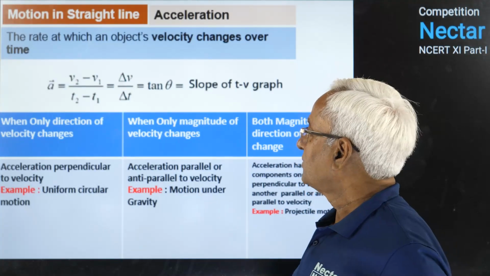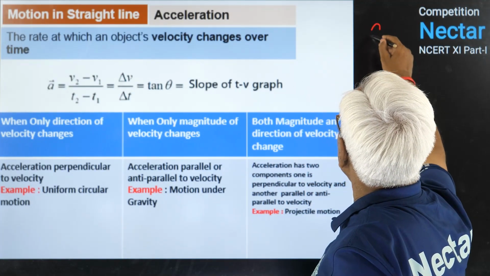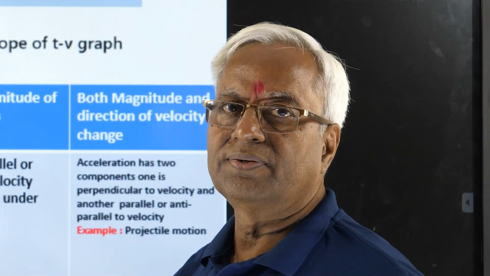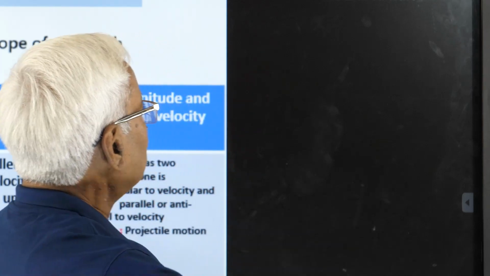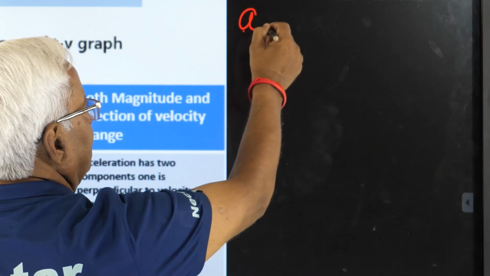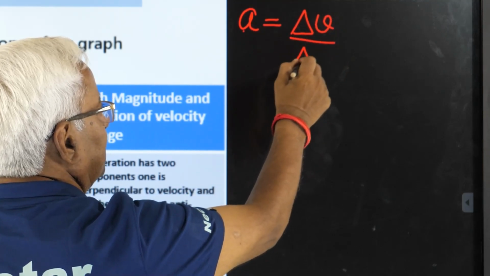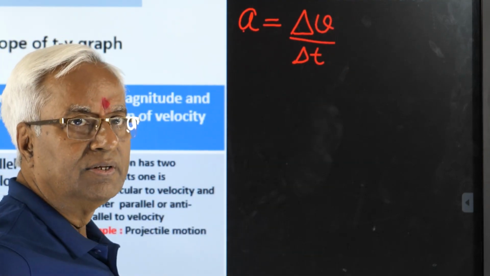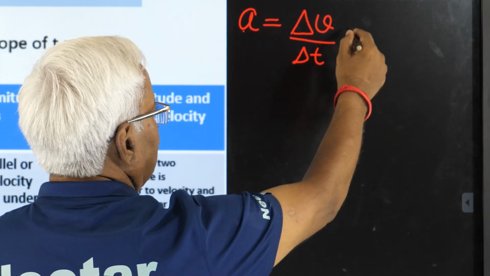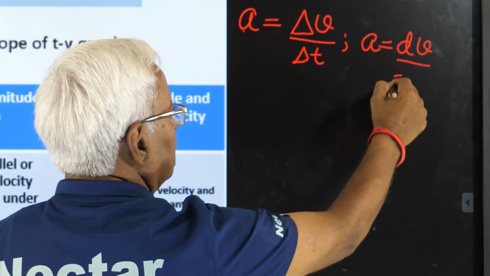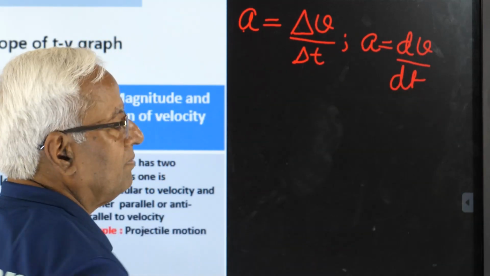Acceleration. The acceleration term is represented by the letter A. It is defined as the rate of change in velocity. When you want to know average acceleration, you will use the formula as in the previous cases regarding speed and velocity. If you want instantaneous acceleration, this will convert to dv upon dt.